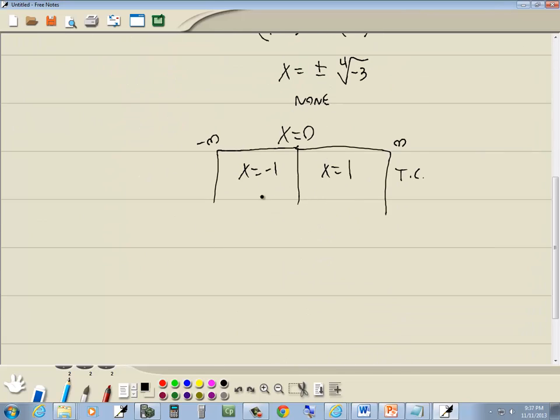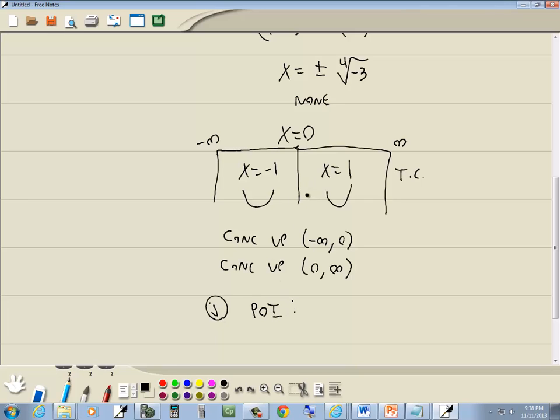So this is positive, which means it's concave up, concave up. So this is concave up from negative infinity to 0. And this is concave up from 0 to infinity. Let me write that down. Concave up from negative infinity to 0. And then it's concave up from 0 to infinity. Now our POIs, that's J, I believe. You only have a point of inflection, a POI, if the concavity changes. These are both concave up, so that means there is no POI. Write that down.